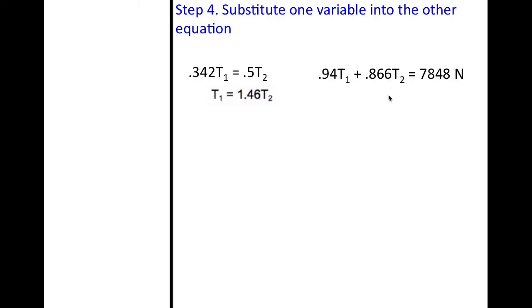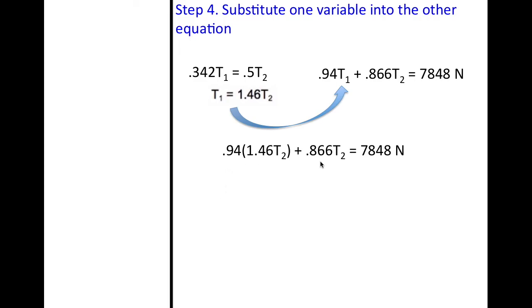Next, step 4 is to substitute one variable into the other equation. So we are going to substitute this into the other equation. But first, we need to solve for T1. So we just get T1 by itself, and that equals 1.46 T2. We're going to take this and substitute it into our other equation over here. So all we need to do is put 1.46 T2 into this right here in order to substitute for T1.